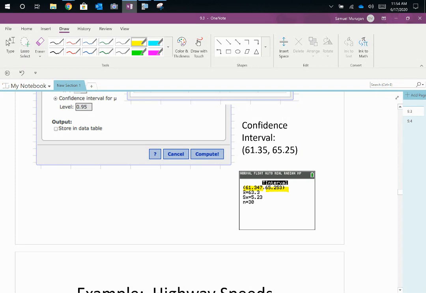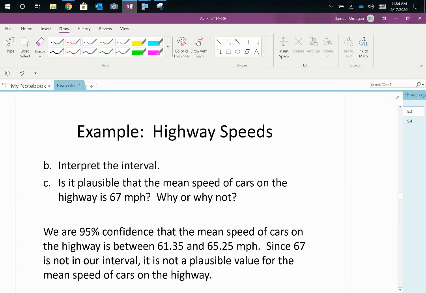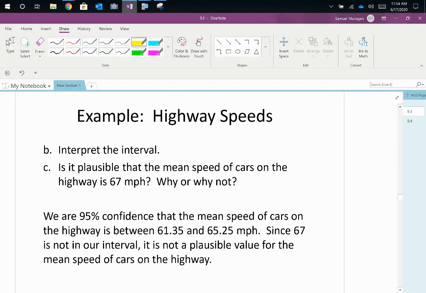Now, to interpret the meaning of the confidence interval, okay? Here is how you would write this. We are 95% confident that the speed of the cars on the highway is between 61.35 miles per hour and 65.25 miles per hour. Now, that's part C.